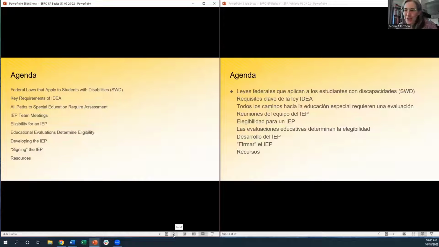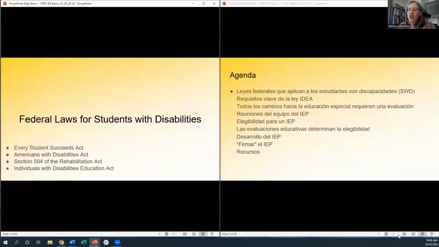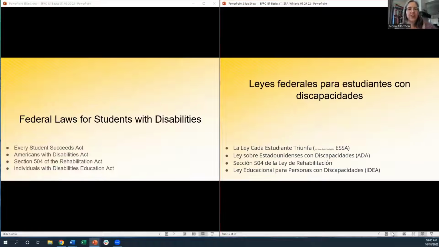And so without further ado, we're going to start with federal laws, and we're actually going to start talking about something called the Every Student Succeeds Act. And this is a replacement for something you might have heard about, which was No Child Left Behind, or NCLB.